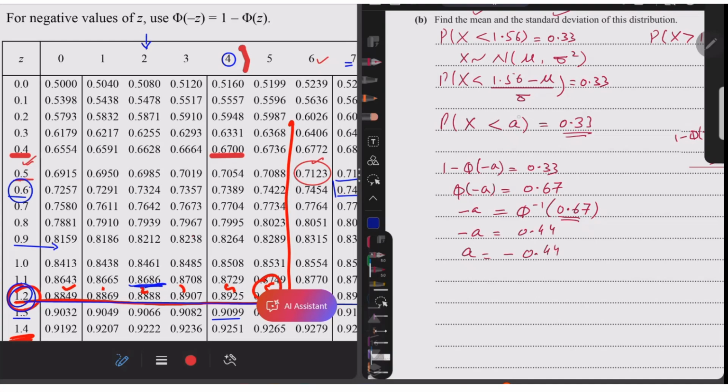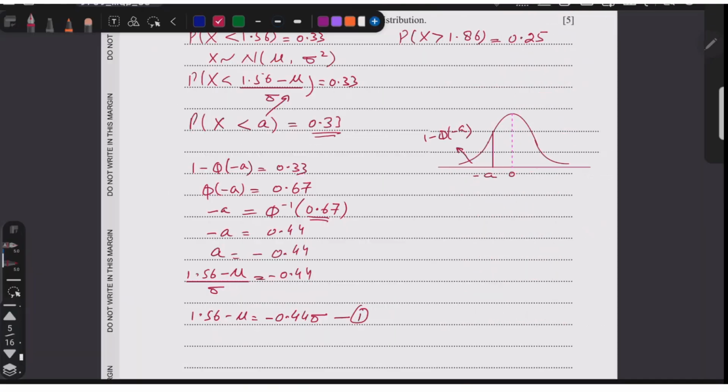Let's take the value of A. It is 1.56 minus mean over standard deviation. So 1.56 minus mean equals minus 0.44 standard deviation. Make it equation number 1. Let's apply the same steps for the other information.